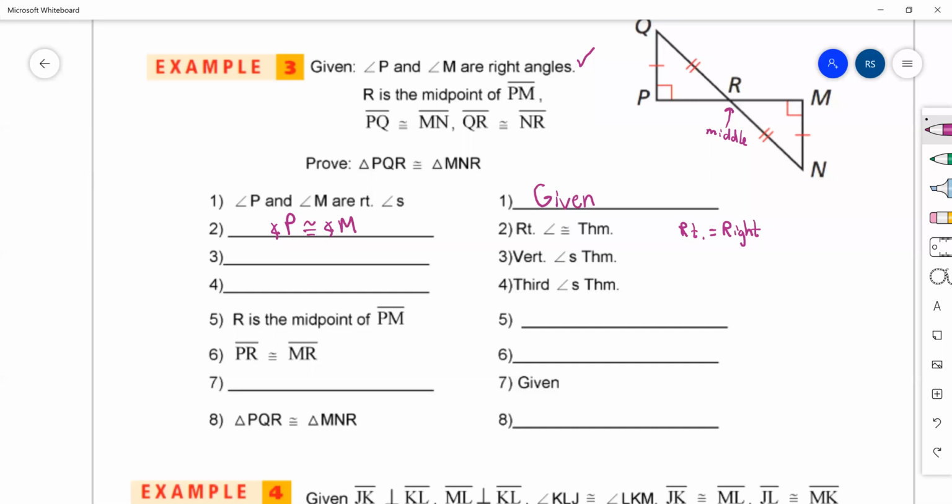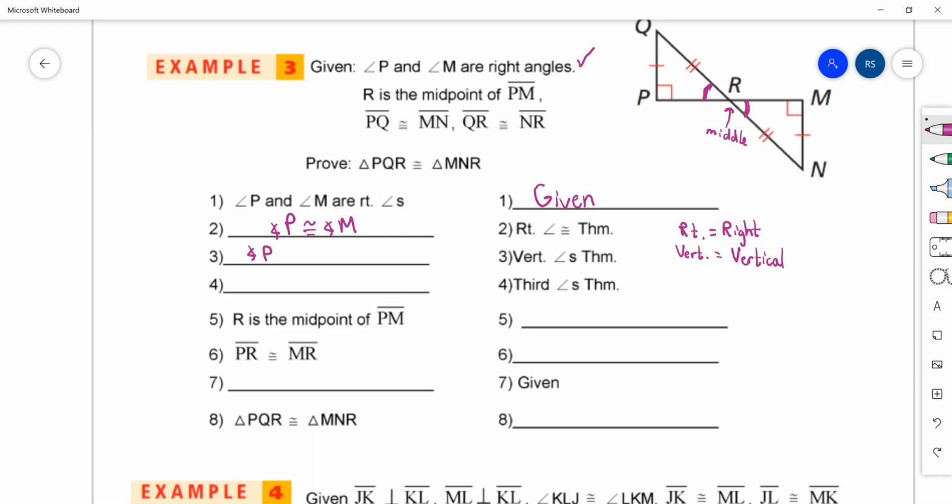Okay, next one. It says vertical angles. Well, where do I see vertical angles? Yeah, here's some vertical angles right here. So vert means vertical, in case you don't realize that. There's some vertical angles. So how would I name those?